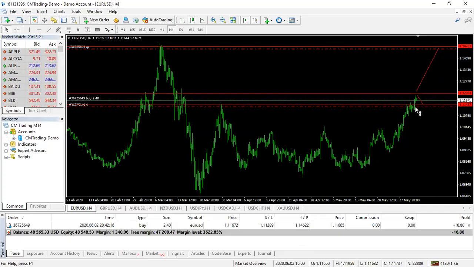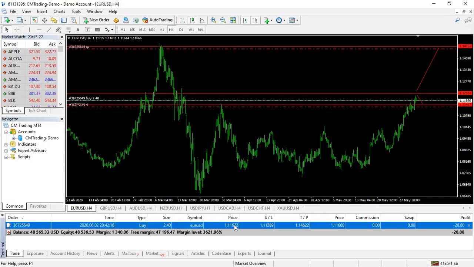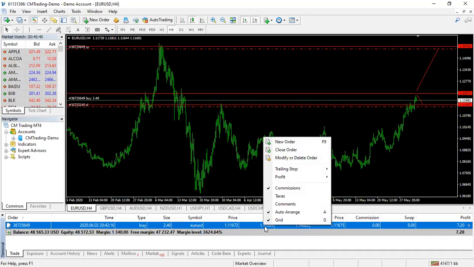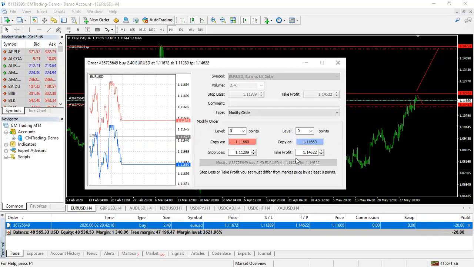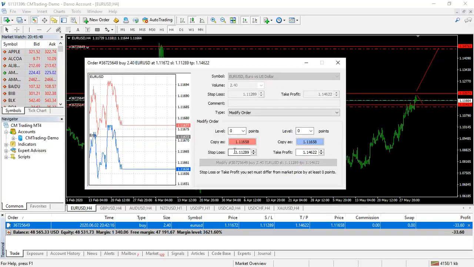Okay, so what do we mean by moving the stop loss to entry? It's simple. So you come to this trade. Okay, we have EUR/USD, we want to move our stop loss to entry. You can see we can't move the stop loss to entry right now because price is still at entry. So what do you do? Right click, then modify or delete order. Then just click there, then stop loss.